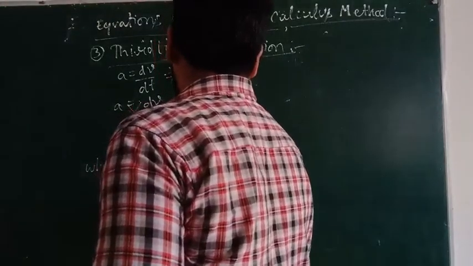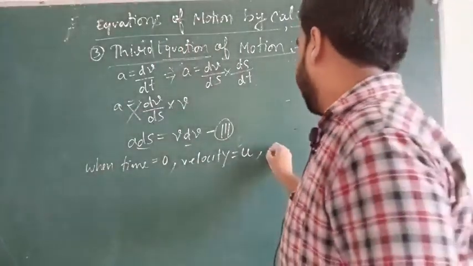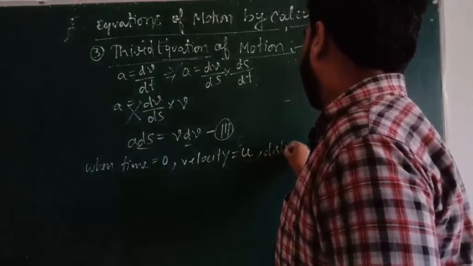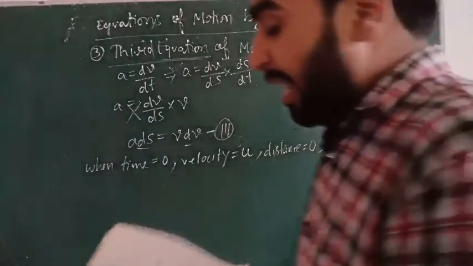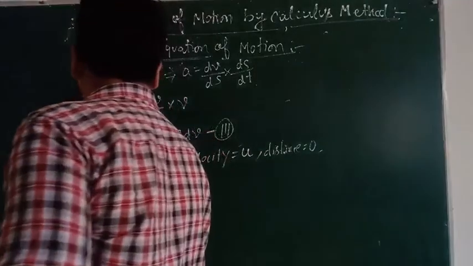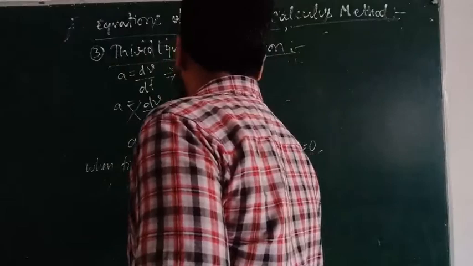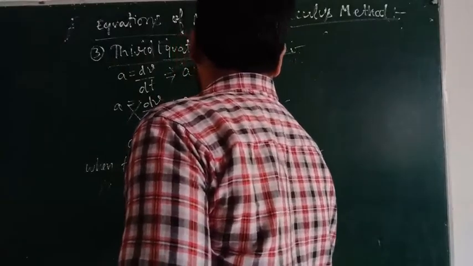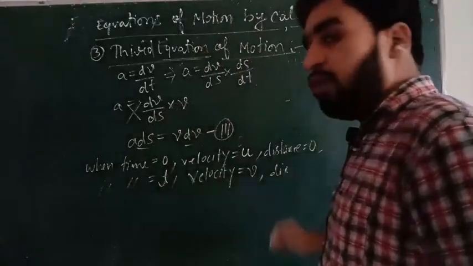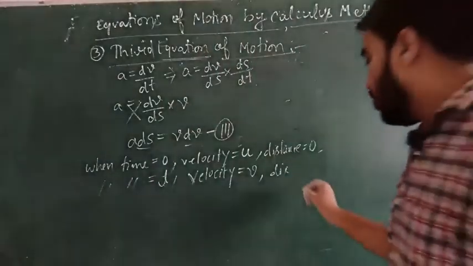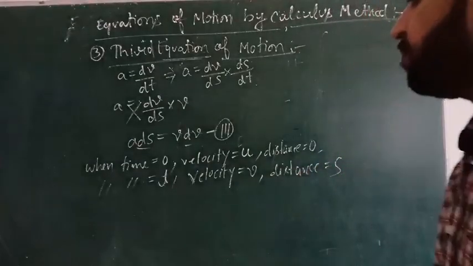Velocity should be the initial velocity for zero time. So velocity will be u, and distance will be how much? For zero time, zero distance. So distance will be 0. When time is equal to t, then we will get the final velocity. So velocity will be v, and a certain amount of distance will be traveled. So distance is s. Consider it x.